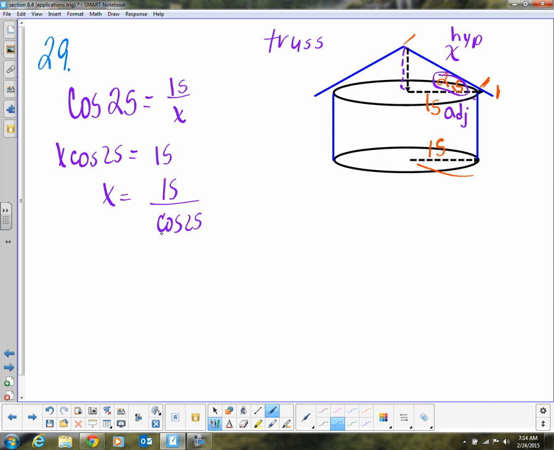So Brittany, did you say your calculator's backwards? Oh yeah, so you're going to have to do 25 cosine, and you will have to copy that number down, and then do 15 divided by that number. So that's just a little bit more work for you.